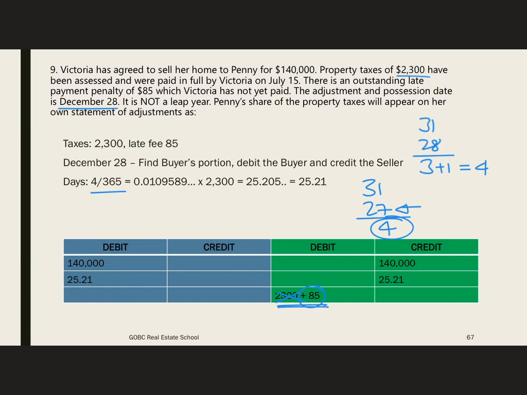So 4 out of 365 is a tiny little fraction of the year, and then you multiply that by $2,300, and it's $25.21 that the buyer needs to pay to the seller. So we would debit the buyer, and that ends up being a credit on the seller's statement. So the answer for this one, because it is the buyer, Penny's share of the property taxes, is that it will show up as a $25.21 debit on the Penny statement.